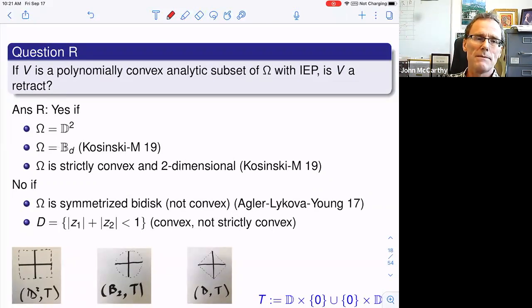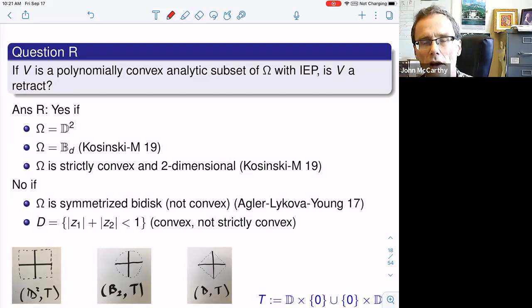If I take omega to be the diamond, which I'll call D, that's just the set of pairs z1 and z2, such that the modulus of z1 plus the modulus of z2 is less than 1. So this is a convex set, though it's not strictly convex because it has flat edges. Then again, having the isometric extension property does not force it to be a retract. So to give you a feel for what's going on, I want to analyze this case with a simple example.